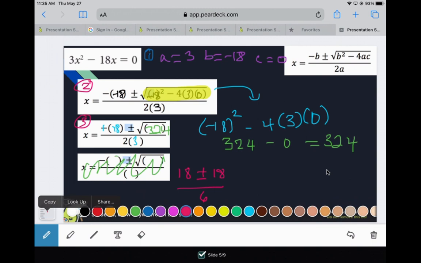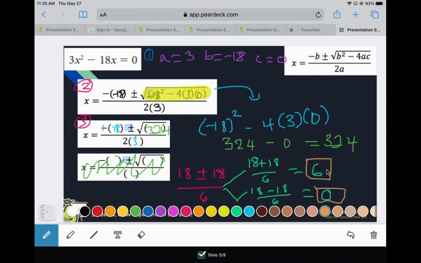All right, so what I can do right now is split this into 2 answers, 18 plus 18 over 6, and 18 minus 18 over 6. Well, I know the bottom is going to be 0 because 18 minus 18 will be 0. Let's do the top: 18 plus 18 divided by 6 gives me 6. So these 2 are my answers. Any questions?